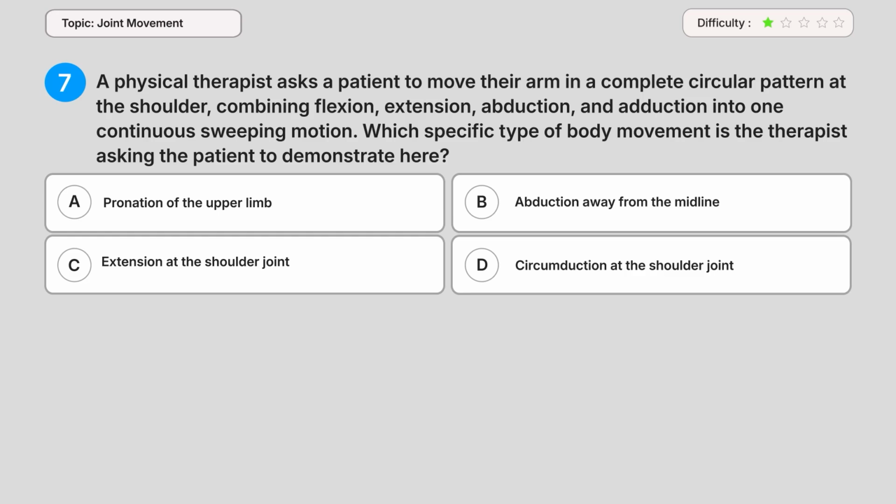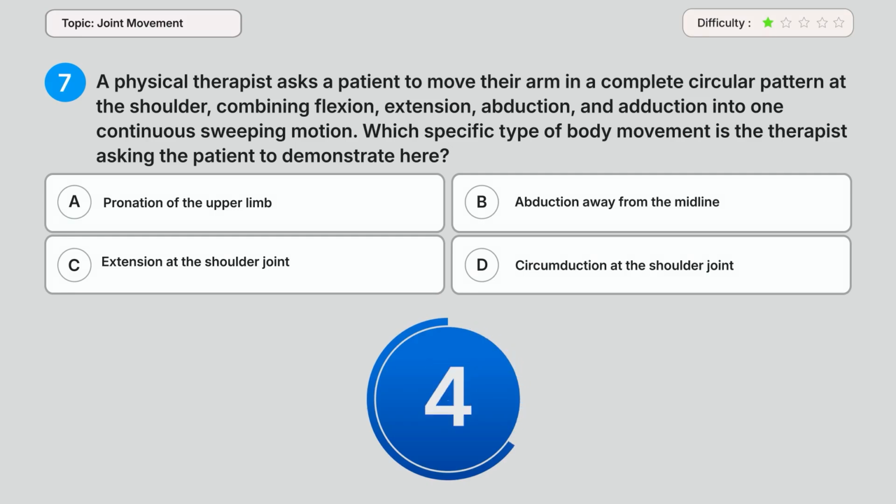A. Pronation of the upper limb. B. Abduction away from the midline. C. Extension at the shoulder joint. D. Circumduction at the shoulder joint. What do you think is the answer?